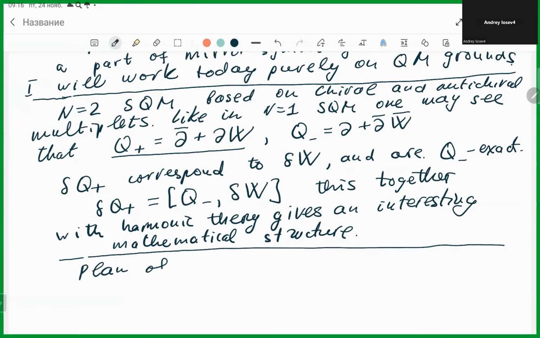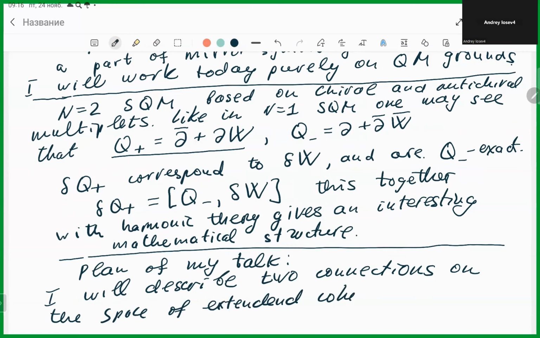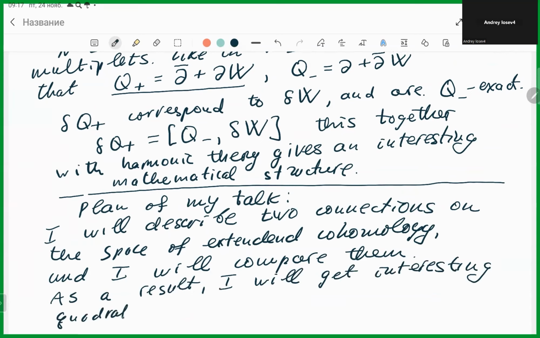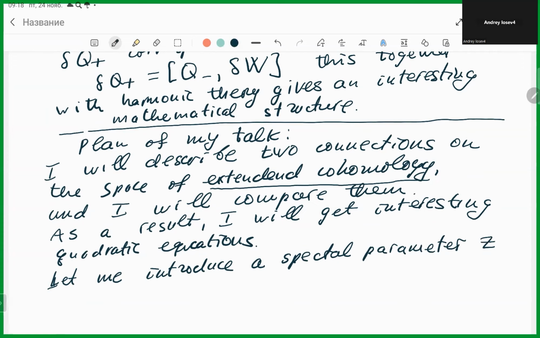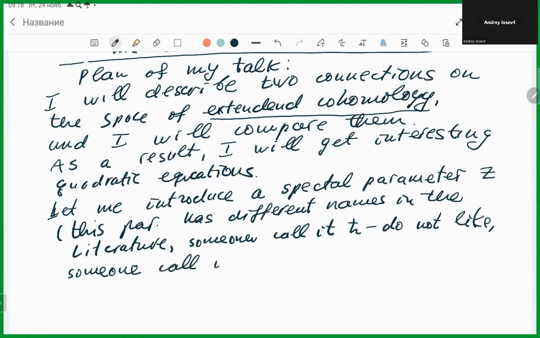Let me give you the plan of my talk. I will describe two connections on the space of extended cohomology, and I will compare them. As a result, I will get interesting quadratic equations. So let me tell you what this extended cohomology would be. Let me introduce a spectral parameter that I will call Z. This parameter has different names in the literature. Someone calls it h-bar, which I do not like. Someone calls it d over dt 0 minus 1. But I will use Z.